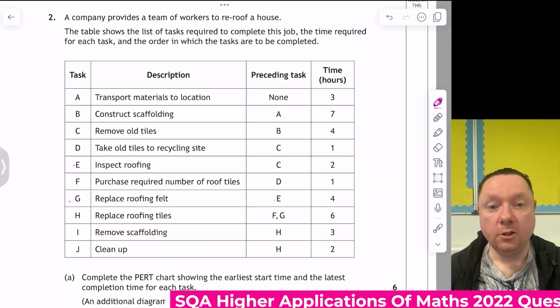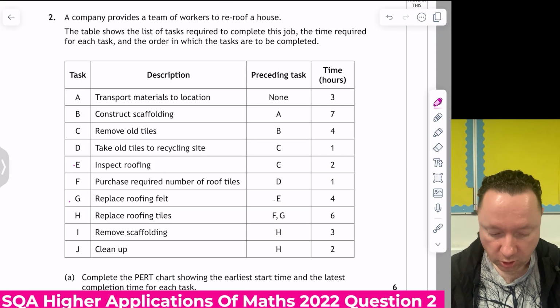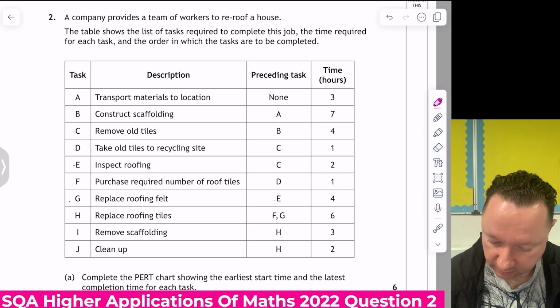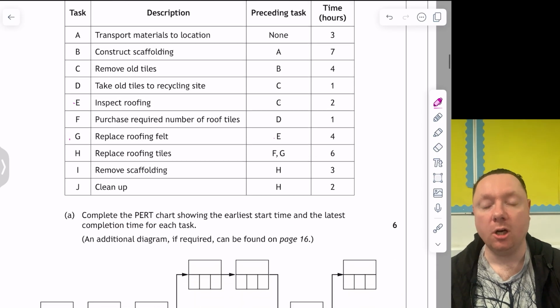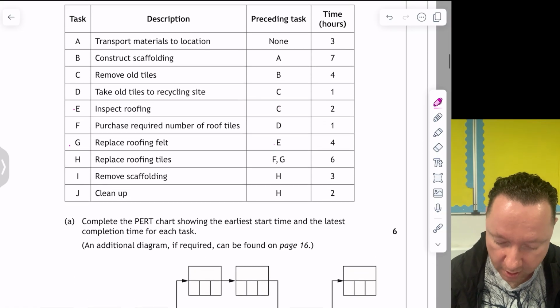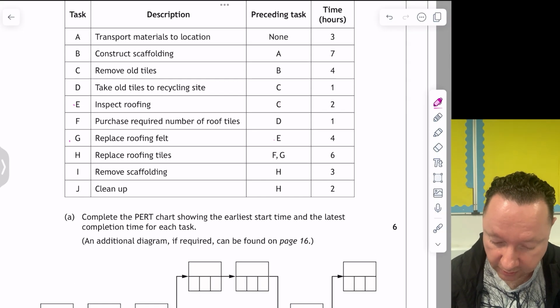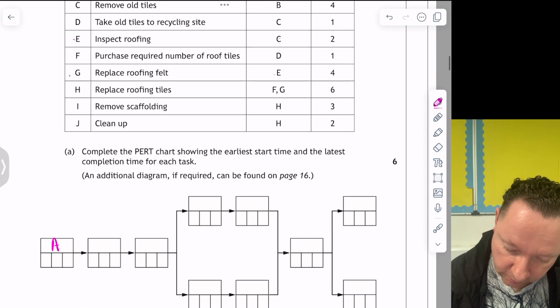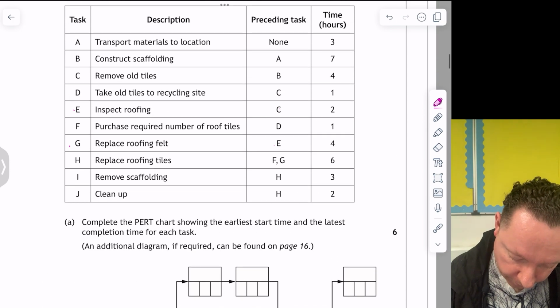And we're done there. Esquire Higher Applications of Maths 2022 question 2. Company provides a team of roofers to re-roof a house, and we've got this table and we have to complete a PERT chart. So let's jump into the PERT chart. We fill in the middle numbers first and the tasks. So the first task is A, and that lasts for 3.